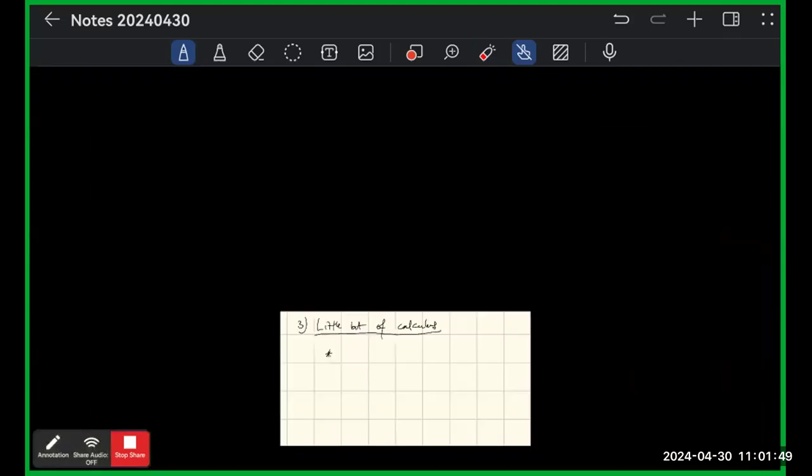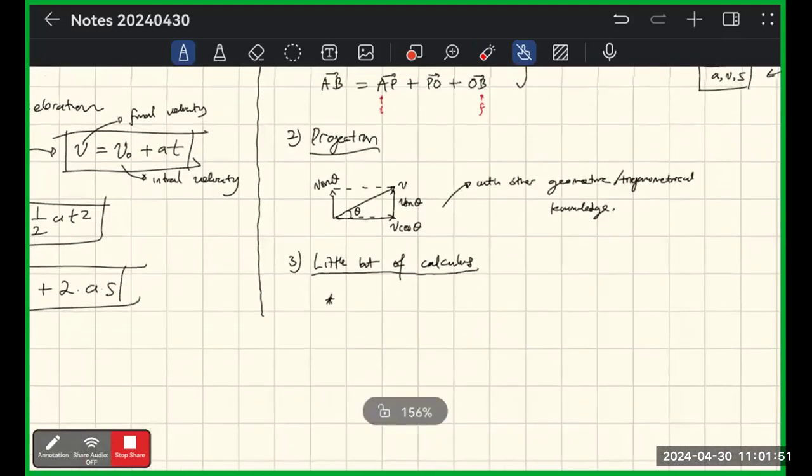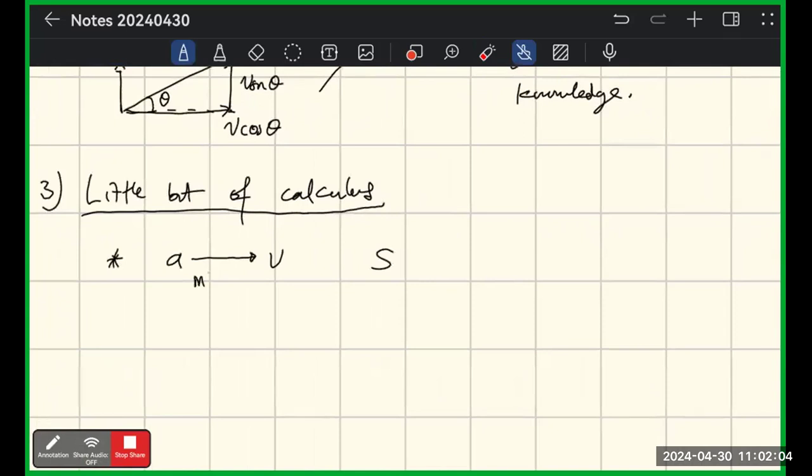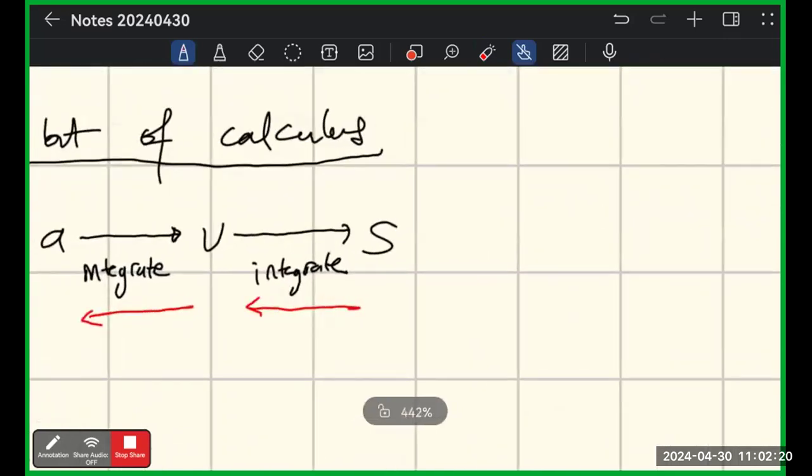So the thing is that the first simple thing is that you have to know that the connection between kinematics can be correlated by calculus, which is if you have a, v, and s, you can integrate a to v and integrate v to s. But for the order in reverse, it has to be differentiated.